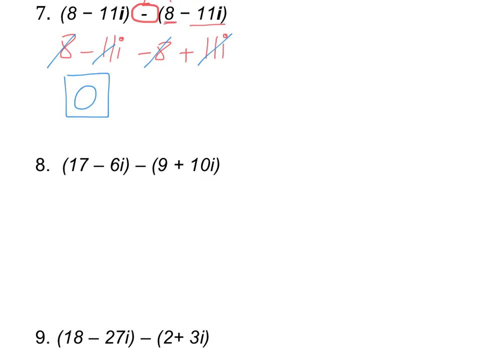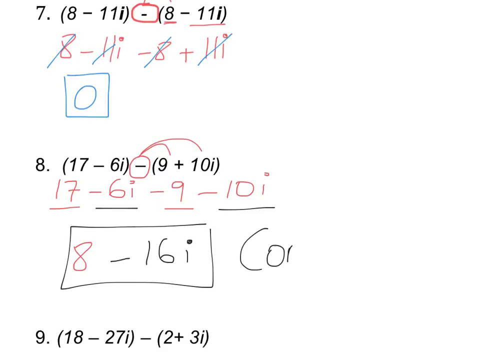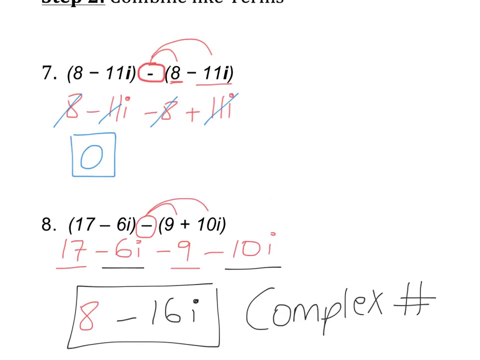Now let's move on to the next example. Since I have a minus and minus changes sign, I need to change the sign of 9 plus 10i. They become -9 and -10i. Drop the parentheses for the first one and combine like terms. So 17 minus 9, that's an 8. -6 and -10, that's -16. Don't forget the i. And there you go, that's a complex number again. So when you subtract two complex numbers, you will end up with a complex number, unless you are subtracting a number from itself. Of course, you're going to end up with a 0, because 2 minus 2 is a 0.